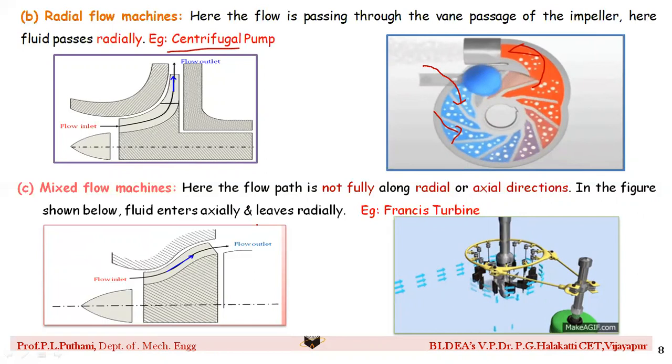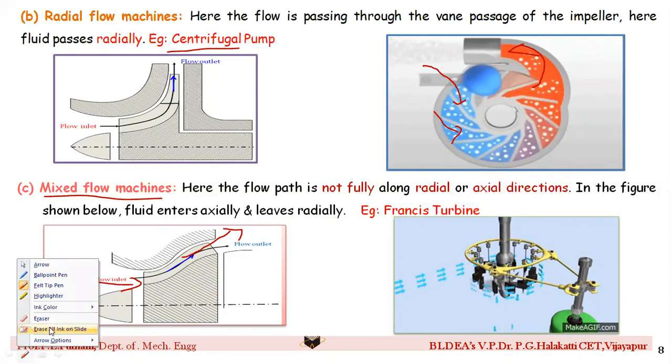Similarly, if there is axial flow at the entry and radial flow at the exit, or radial flow at the entry and axial flow at the outlet, then those types of machines we call mixed flow machines. So if it is neither fully radial nor fully axial, we call them mixed flow machines. Here at the entry it is entering axially, and at the exit it is leaving radially, so it is a mixed flow machine. The best example for this is the Francis turbine.